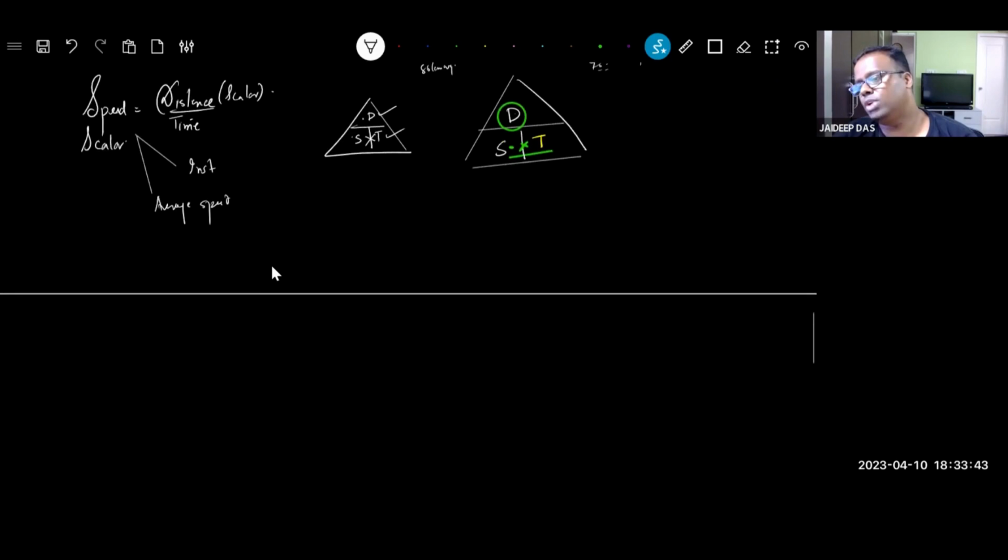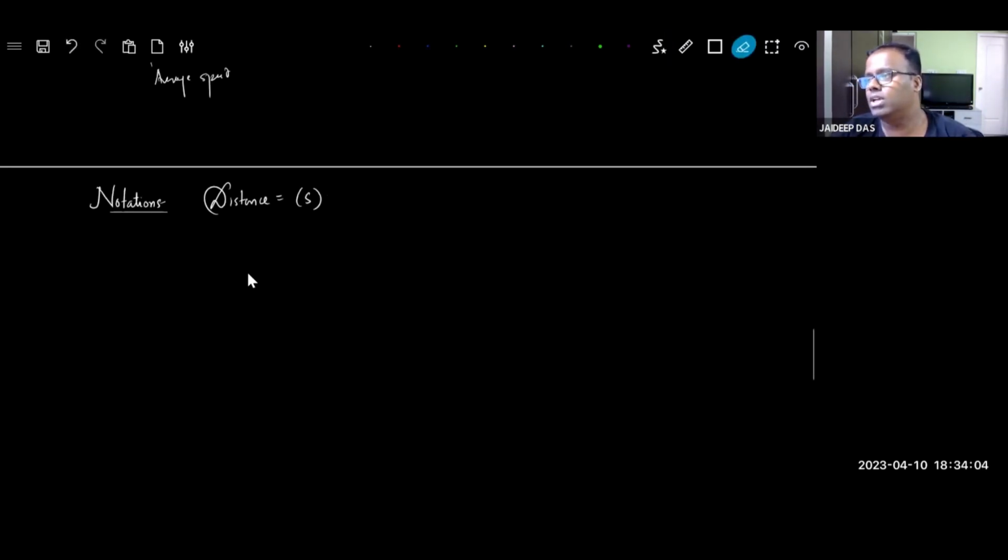Now, welcome to some notations. Let's say this is a generic idea. Let's understand some notations from here onwards. From here onwards, remember, distance in physics is denoted by the letter S. Rather, S stands more for displacement, but for right now, you can take distance also as S. You won't write it as D, okay?